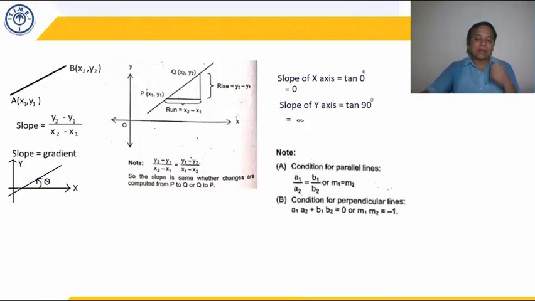Now if two lines are parallel, then their slopes are equal. We can say ratio of coefficient of x equal to coefficient of y, or better we say slopes are equal for parallel lines. And if two lines are perpendicular, product of their slope is minus 1. Two lines are parallel, slopes are equal. Perpendicular, product minus 1, parallel, equal.